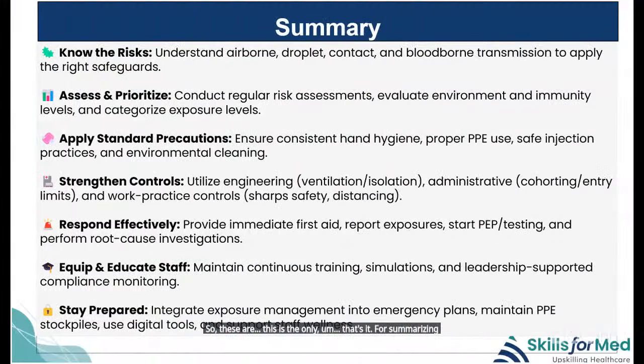For summarizing the whole topic, you should also know about the risk factors. Know what the risks are in your hospital, understand the risk strategies, assess and prioritize. For every incident, you should always assess and prioritize. Then apply standard precautions. As I told, every hospital has its own protocol to follow the precautions. Engineering controls like injury controls and administrative measures you should check. Response and effectiveness also you should check. Whenever there is an exposure, it should be given importance and it should be immediately reported. Staff equipment and education is very important, and preparedness is very important.